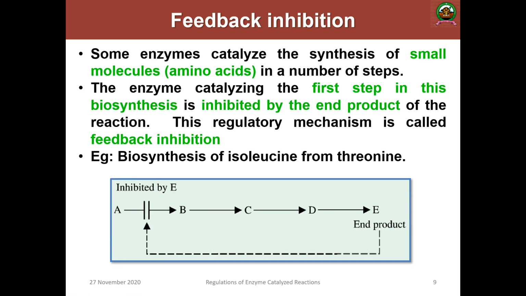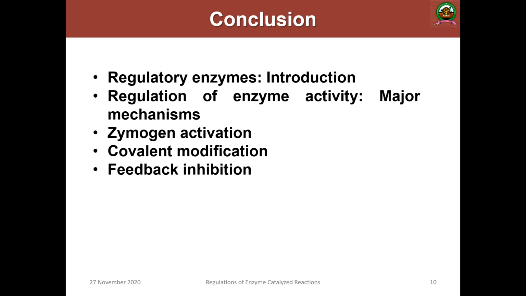So this is all about a brief overview of enzymatic activity. Dear students, today we can conclude the major important points we have discussed. Initially we discussed regulatory enzymes: what regulatory enzymes are and what their major enzymatic activity is. The major mechanisms have 3 important steps: zymogen activation, covalent modification, and feedback inhibition. Zymogen activation: what are zymogens, and how they get activated, taking the example of chymotrypsinogen to chymotrypsin and trypsinogen to trypsin. Covalent modification: how enzymes, especially serine-containing enzymes, are modified by adding a phosphate. Then feedback inhibition: the synthesis of isoleucine from threonine is an excellent example of feedback inhibition.